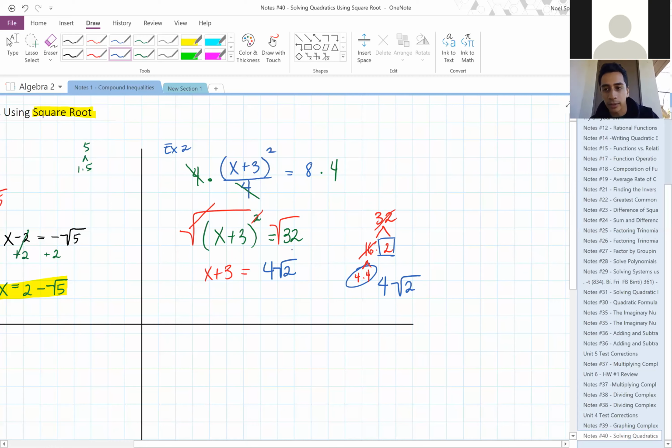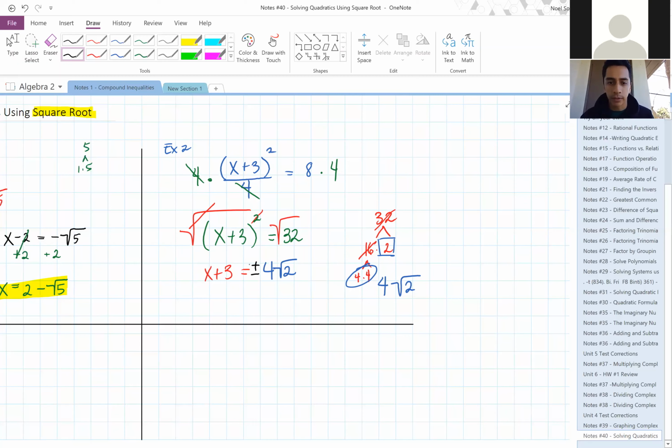Okay, now remember that you're solving quadratic, you need 2 solutions. So don't forget the plus or minus. The plus or minus goes in front of the 4. Okay. Any questions on that part so far? We okay?